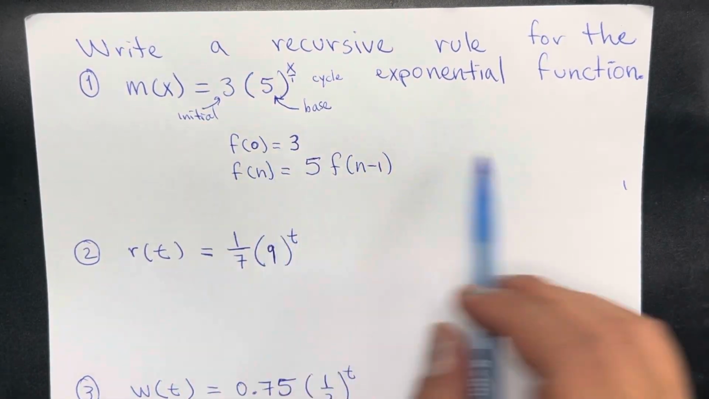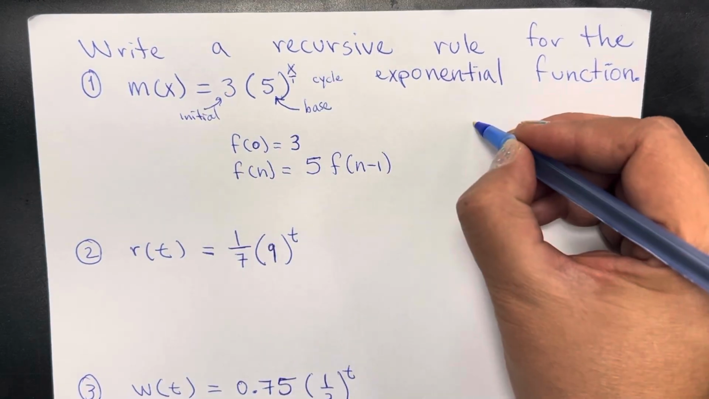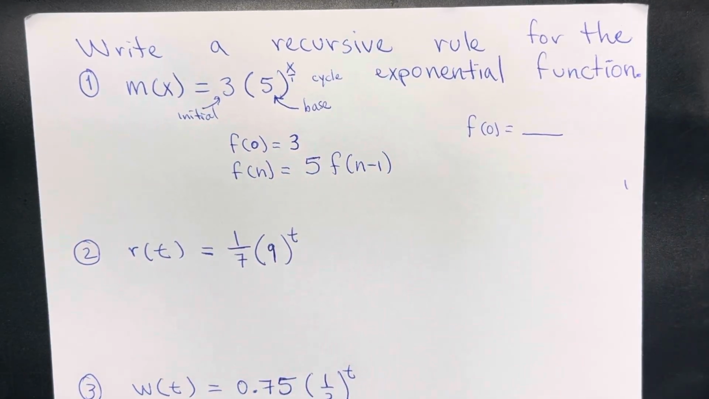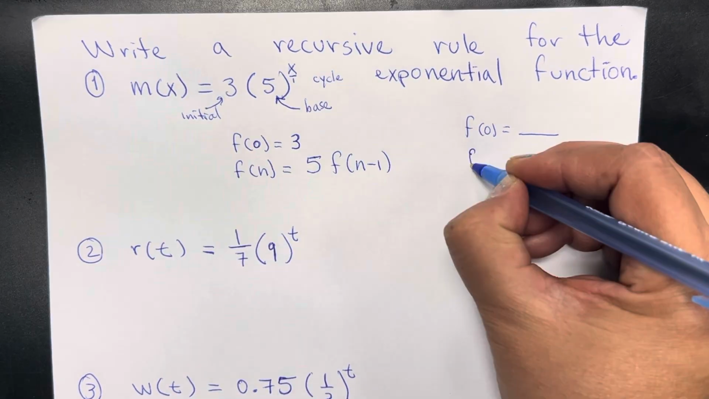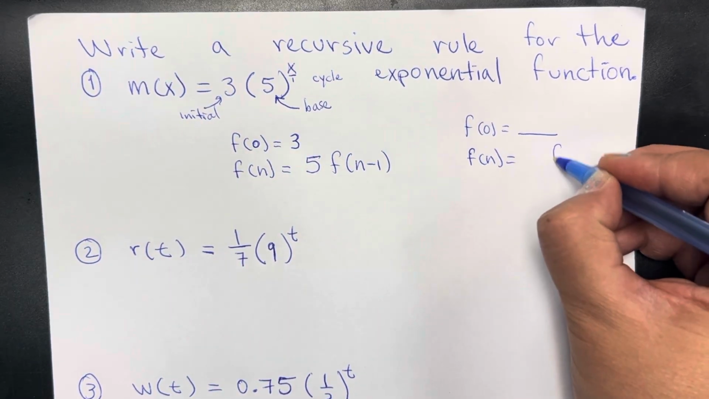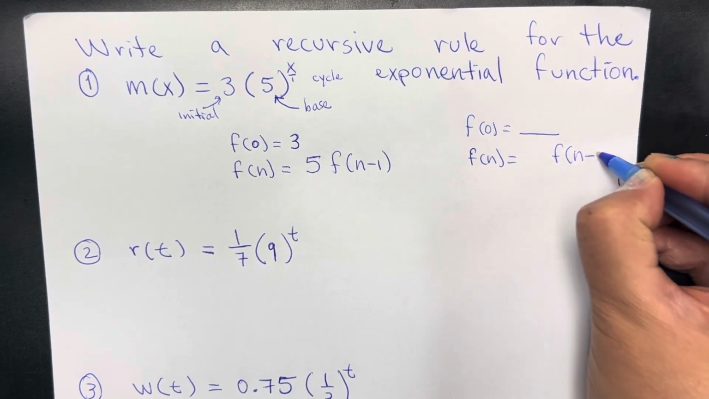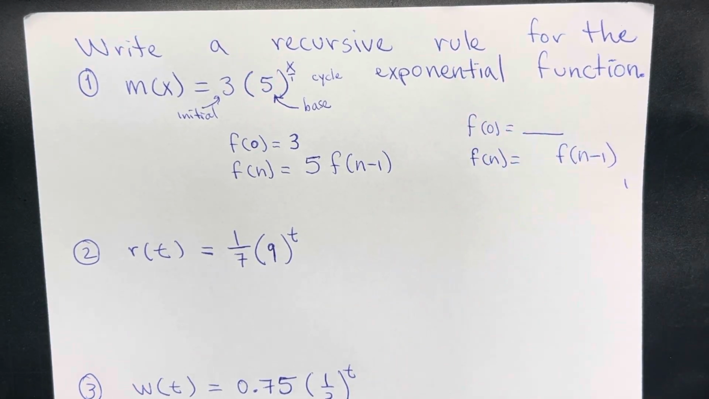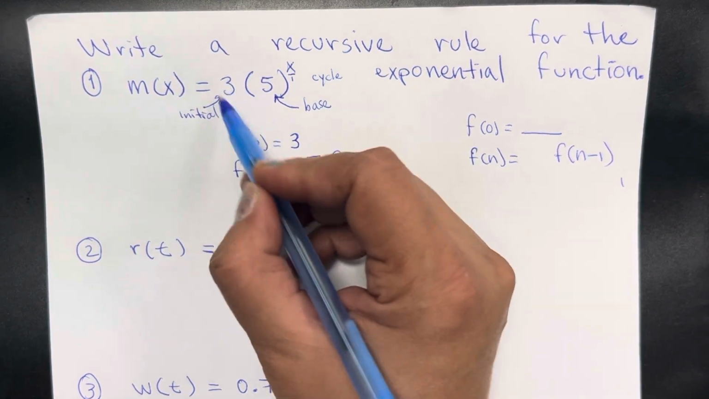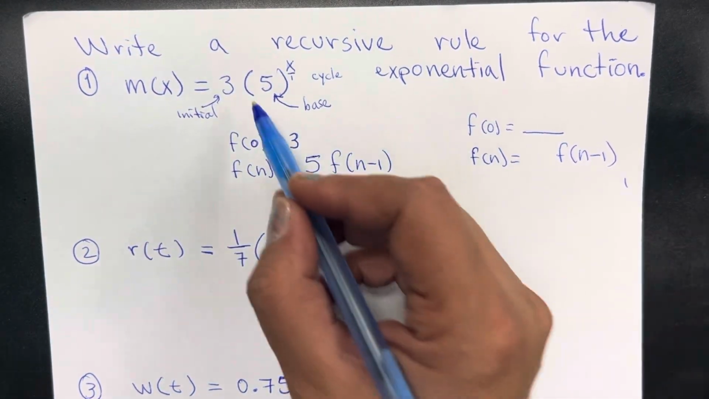Okay, so basically your recursive rule will always look like this. F of 0 equals whatever your initial point is going to be right there. F of n equals whatever the base times f of n minus 1. That is always going to be the same for all of them. Here you put the initial point, which is this one right here, and here is the base.